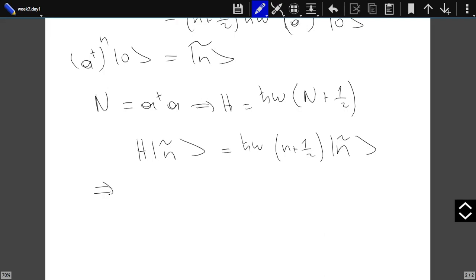Since we already know this |ñ⟩ is an eigenstate of the Hamiltonian, it should also be an eigenstate of this operator N. Basically H and N are the same operator up to a proportionality constant and the constant factor 1/2. If one is diagonalized, the other is automatically diagonalized. So N acting on this |ñ⟩ state is nothing but n multiplied with the |ñ⟩ state.